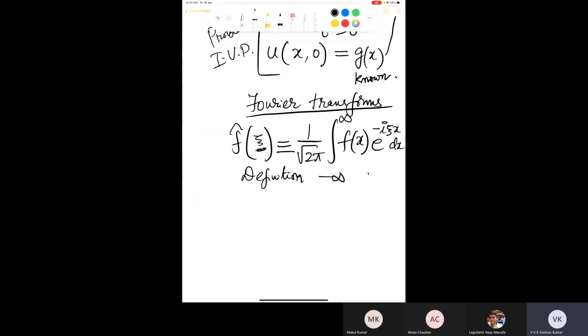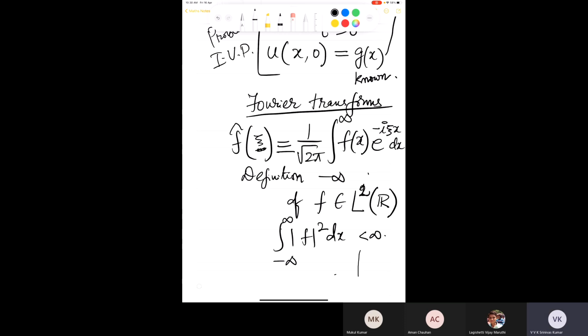The definition of the Fourier transform of a function f in L1 or L2. What is L2? The integral of the square, f square dx, is finite. The function f is a square integrable function.